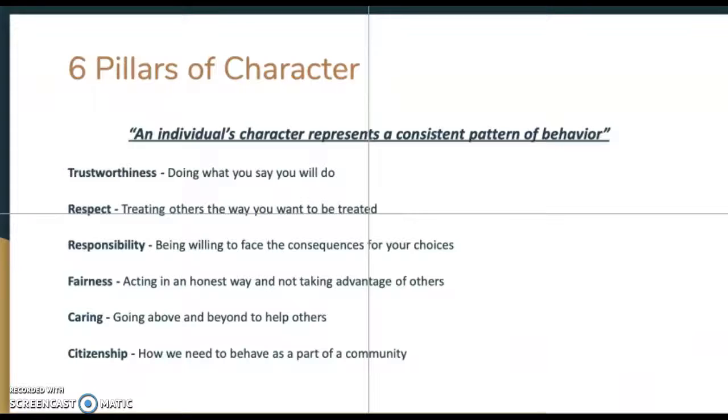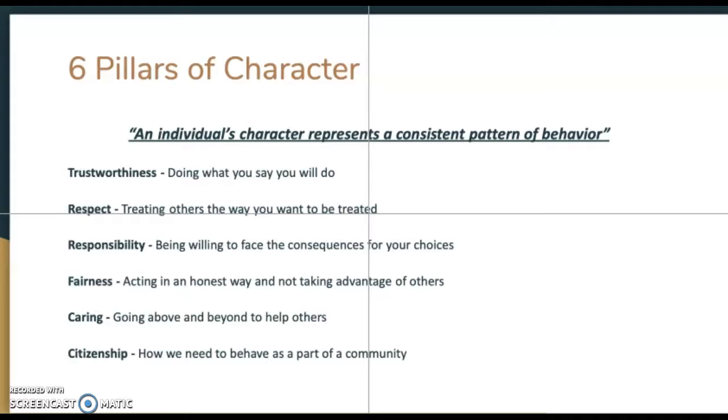So there's 6 pillars of character. An individual's character represents a consistent pattern of behavior. Okay, so this consistent pattern is what's going to help you make your decisions and choices like we talked about under pressure. So you're going to need to know these 6 pillars. The first one is trustworthiness. That's doing what you say you will do.